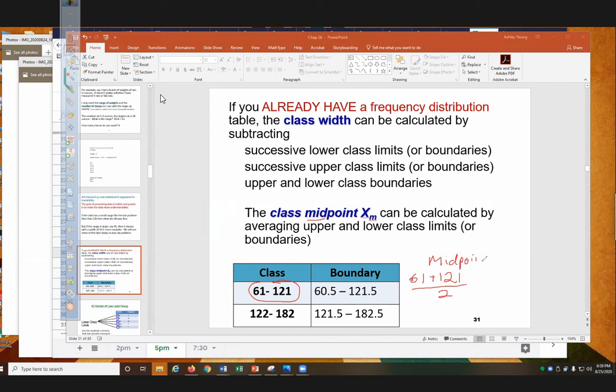Too late now. And you would get, if I average these two numbers, I get a number in the middle of them. Smack dab in the middle, I'd get 91. So that'd be the midpoint for this one. So hopefully that's clear.